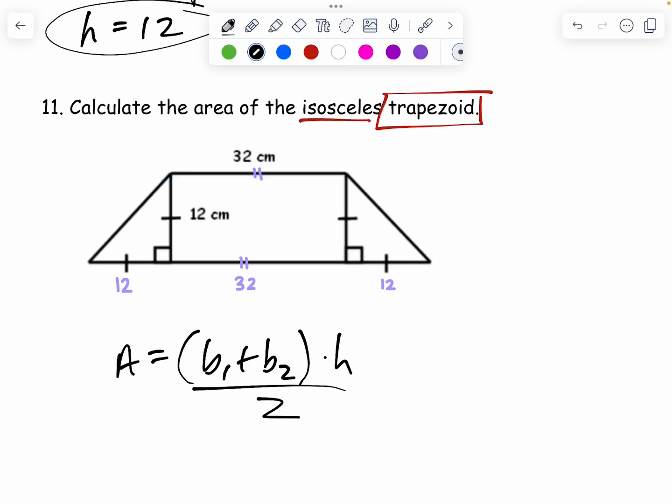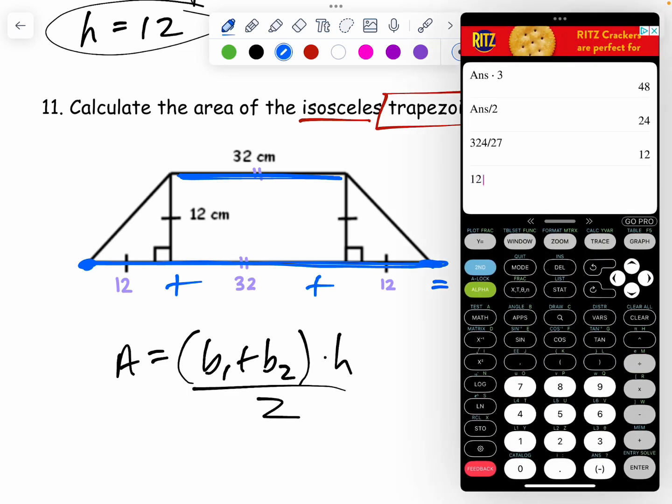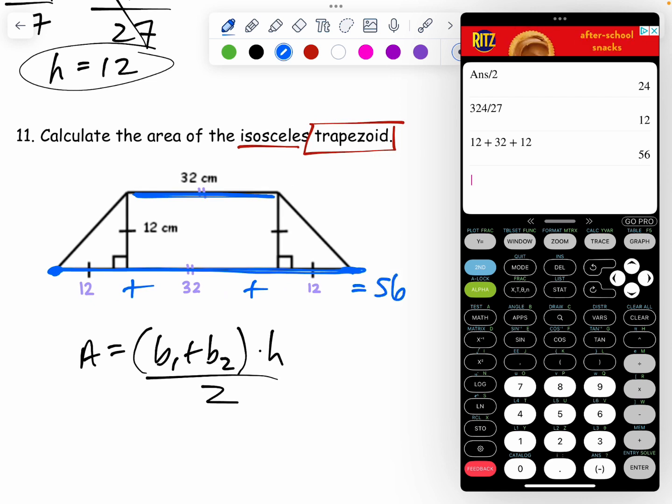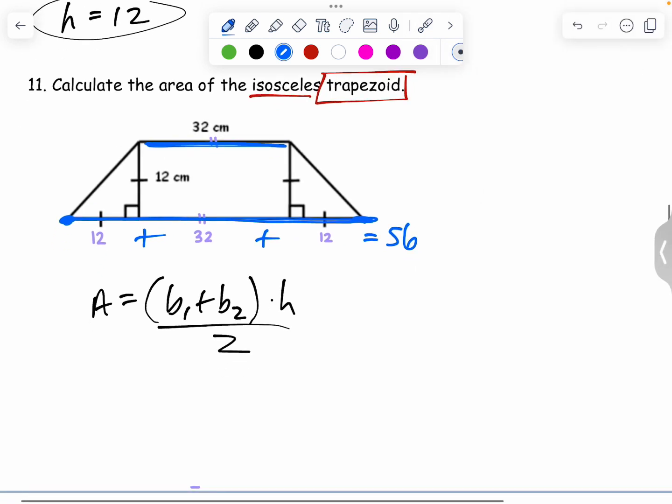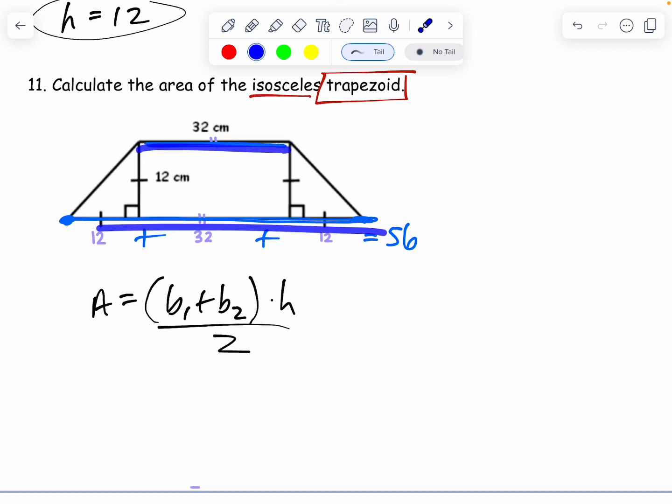So one of the bases is 32. Okay, I can handle that. I'm actually going to highlight it right here. One of the bases is 32. The other base goes from here all the way to here. So I'm going to have to add up all of those three numbers, which gives me 12 plus 32 plus 12, to be able to figure out what that base is. It's 56. Okay, so my two blue sides, one of them is 32. That's one of the bases. Look, they look like train tracks. They're parallel. They're never going to touch. So this side is 32, and this side I just added everything up and got 56.